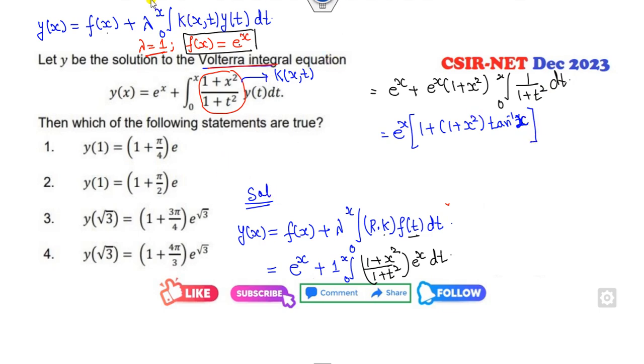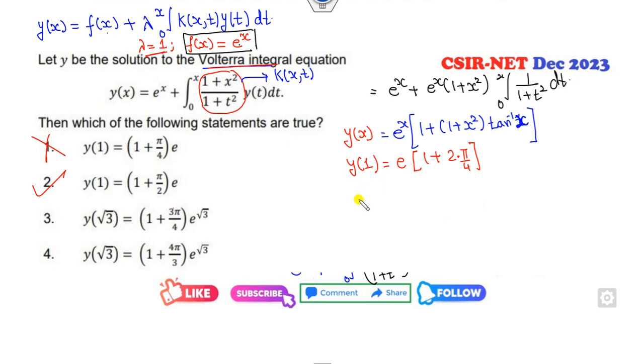Fine. Now what is your requirement? Your requirement is to find, this is my y of x. Now what is y of 1? Your requirement is y(1). It is e, 1 plus 1 is 2. What is tan inverse of 1? It is pi by 4. So the answer is pi by 2. So the second is the correct option. First is cancelled out. Look at the second option.